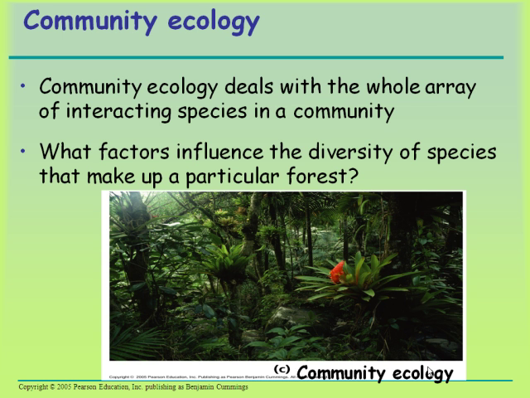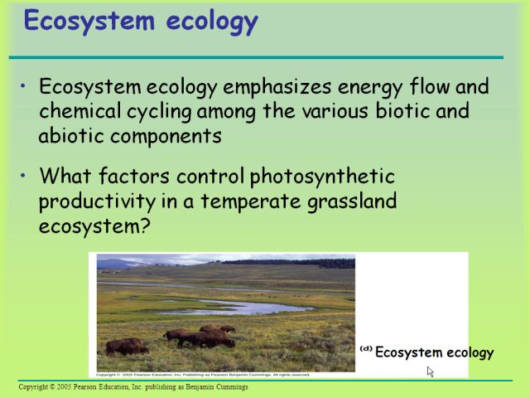So this is population ecology, which analyzes factors that affect population size. Community ecology studies a group of populations of different species in an area. There are lots of plants here. Community ecology examines how interactions between species, such as predation and competition, affect community structure and organization. What factors influence the diversity of species that make up a particular forest? Ecosystem ecology is the community of organisms in an area and the physical factors with which those organisms interact. This emphasizes energy flow and chemical cycling between organisms and the environment. What factors control photosynthetic productivity in this temperate grassland ecosystem?